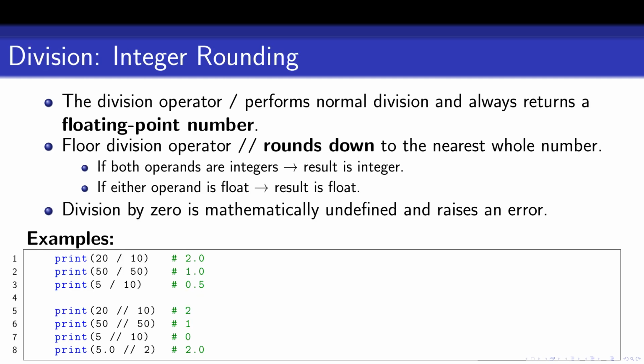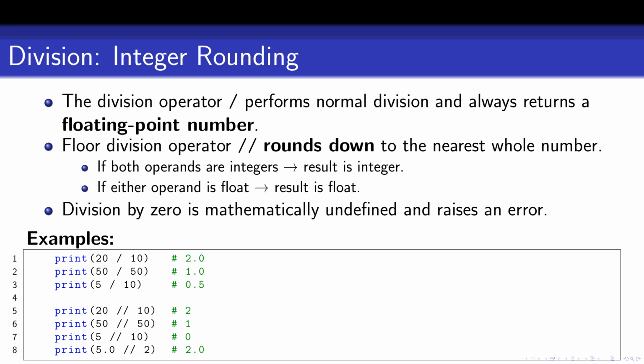Division in Python can be done in two ways, and it's important to understand the difference. Using a single slash performs true division and always produces a floating point result, even if the division comes out evenly. For example, 20 divided by 10 gives 2.0, not just 2.